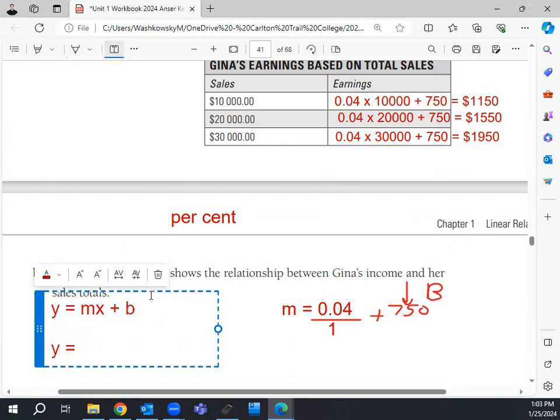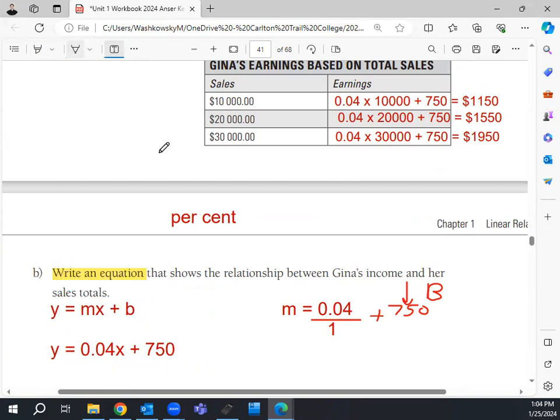My y is equal to my m, which is 0.04. There is that little invisible one there, but we're lazy mathematicians, so we don't really use it. 0.04x plus b, which is 750. So that's technically going to be my equation, right?